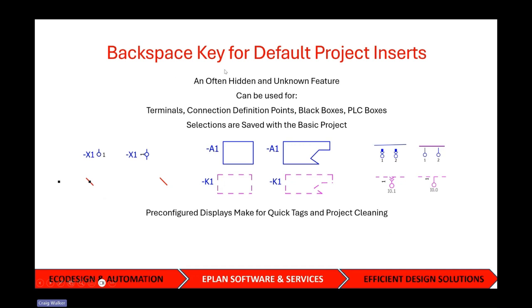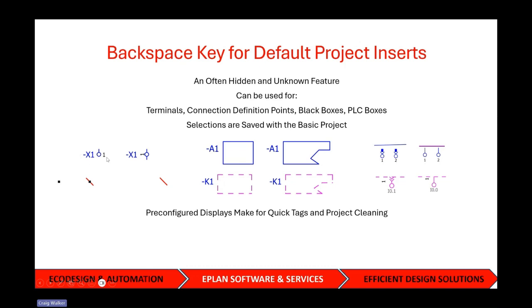So the backspace key, this is quite a hidden property that a lot of people don't know about, and it's for default project inserts. So it's often a hidden, unknown feature, and you can use it for your terminal types, your connection definition points, your black boxes, your PLC boxes. You can also use it for the black box and PLC device terminals and PLC terminals, the types used, or device connection points. And these selections, whatever you've set up and are running with, will save when you save your basic project. So next time you go to insert, it'll use whatever was configured.